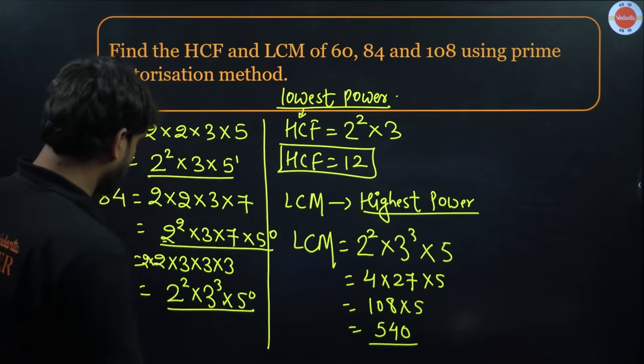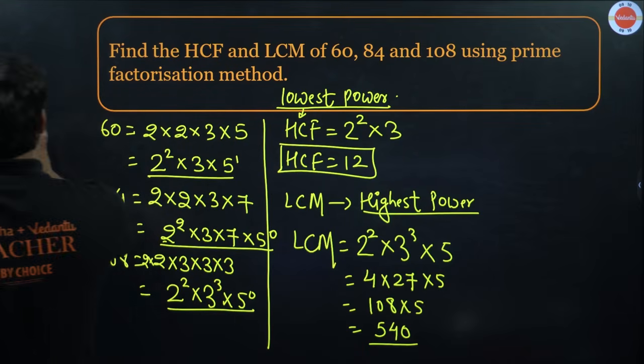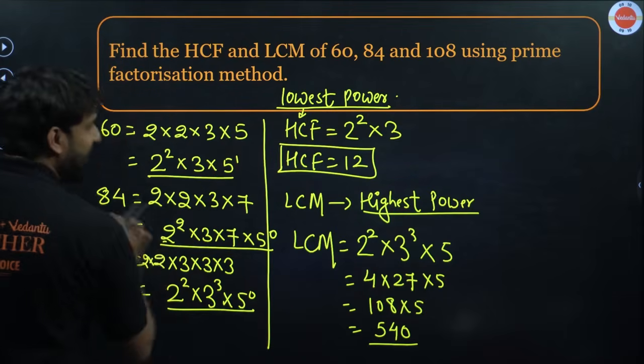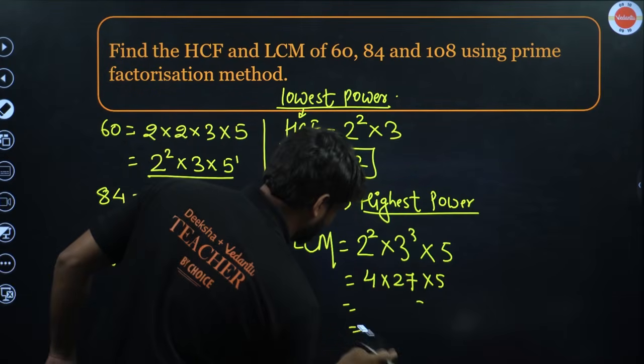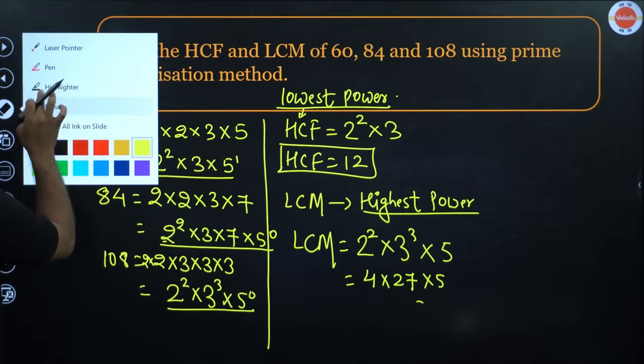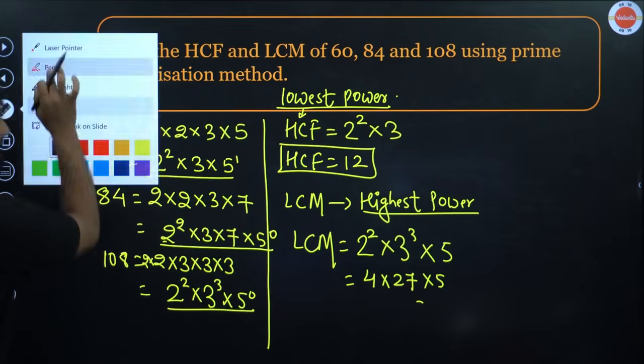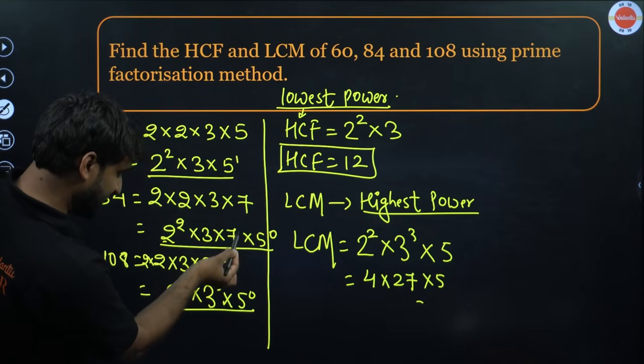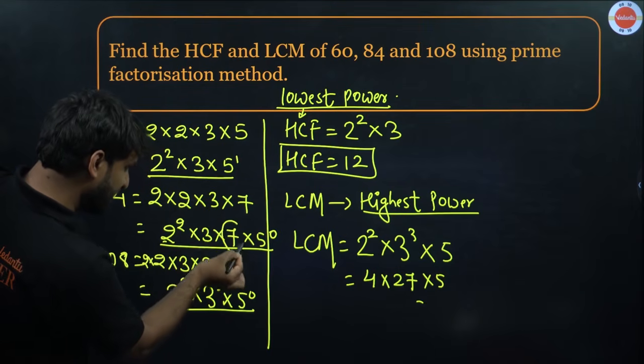Is this correct or not? Oh, sorry, champion. Where is 7? We have ignored 7. So this will not be the LCM. A silly mistake can lead to loss of marks. Look, this is 7. We are ignoring 7. 7 is here, but 7 is not in the others.